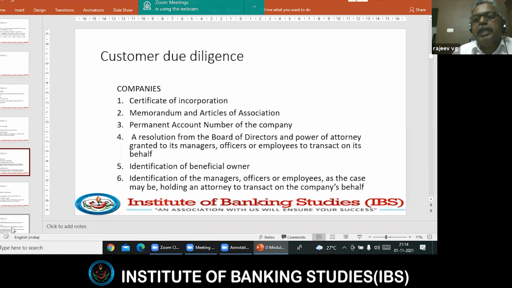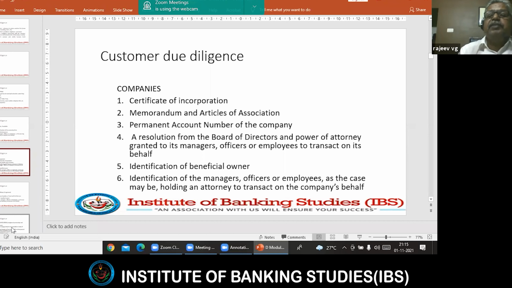Memorandum and articles of association, as we have seen in the partnership deed. Similarly, you have a document prepared by the company when it is started, called a memorandum. It will give the objective of the company, who are the founder directors, what is their investment, what is their share capital. Where is the registered office, where is the corporate office, all those things will be available. The articles of association is another document that contains the powers of the directors. Normally, these are termed together as memorandum and articles of association.